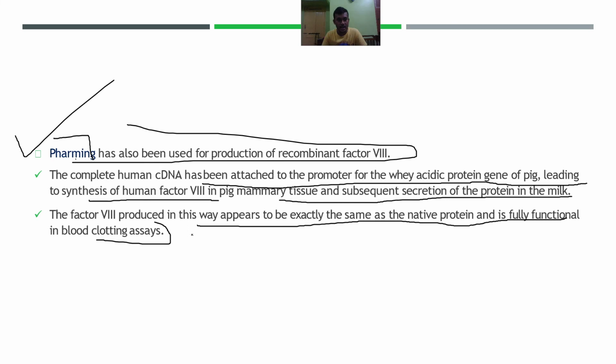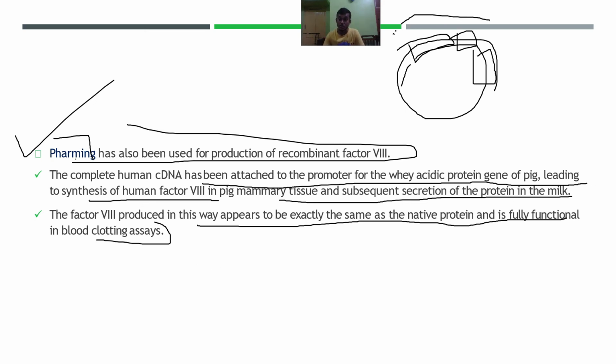I'll just repeat the entire thing: the complete human cDNA has been attached to the promoter of the whey acidic protein gene of a pig. So human cDNA is being used here. Let's say this is a plasmid or a vector. In this, a human cDNA has been attached here with the promoter. You can take any promoter here for the whey acidic protein gene of the pig. So it has a gene of a pig also, right, leading to the synthesis of human factor 8.